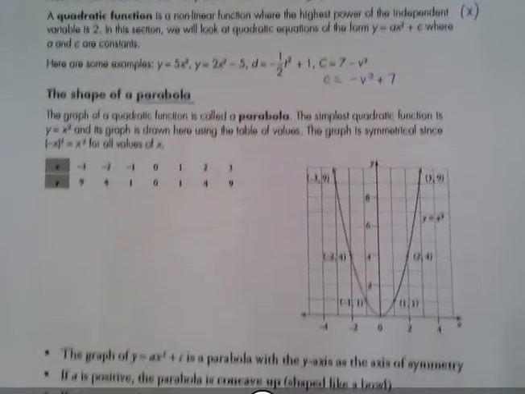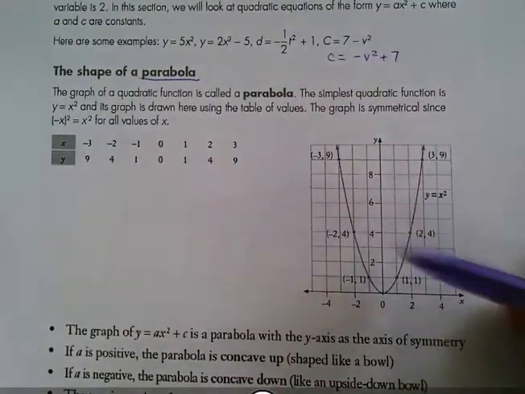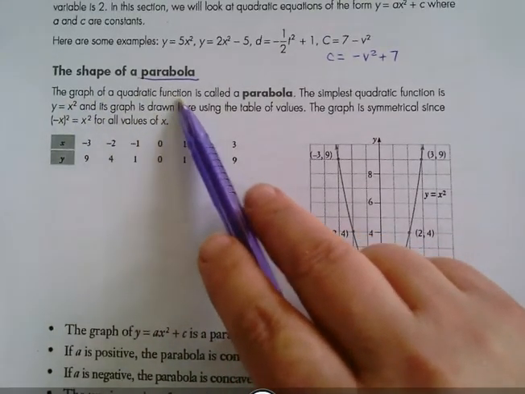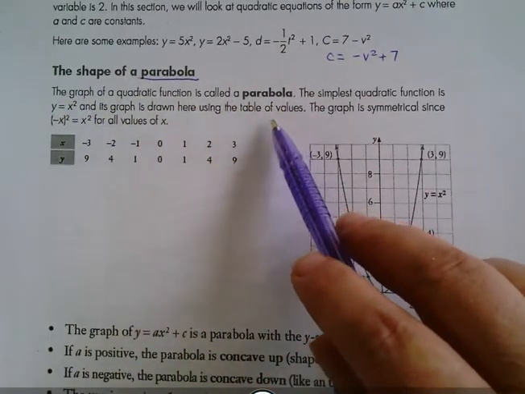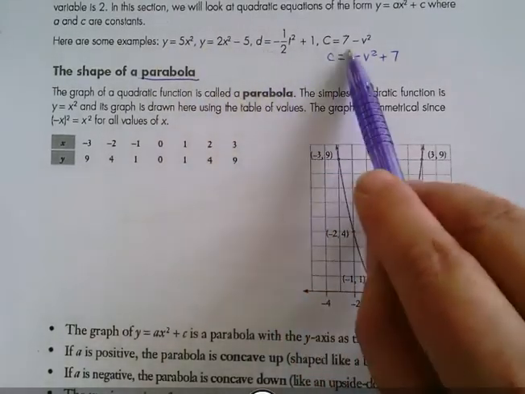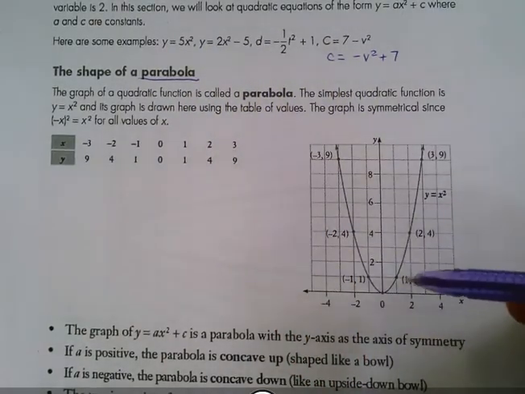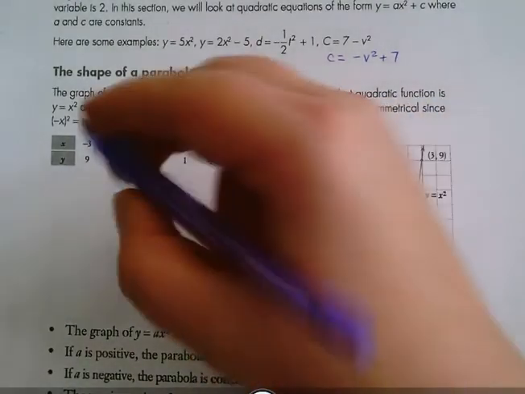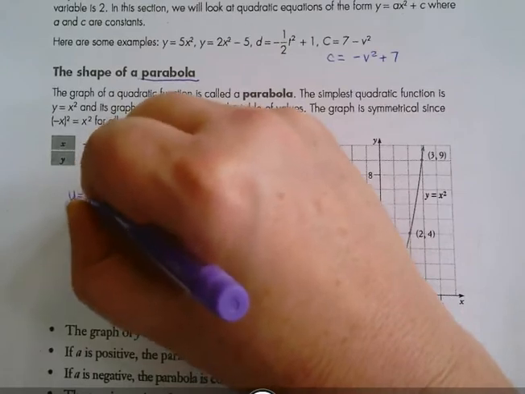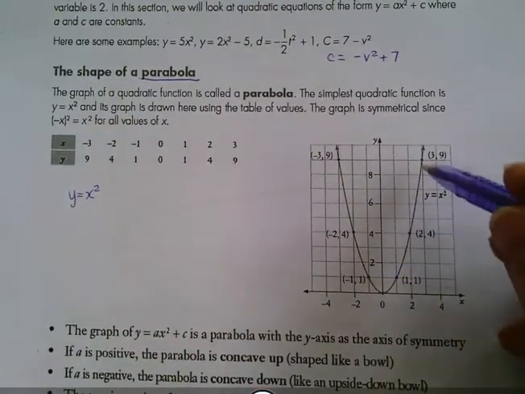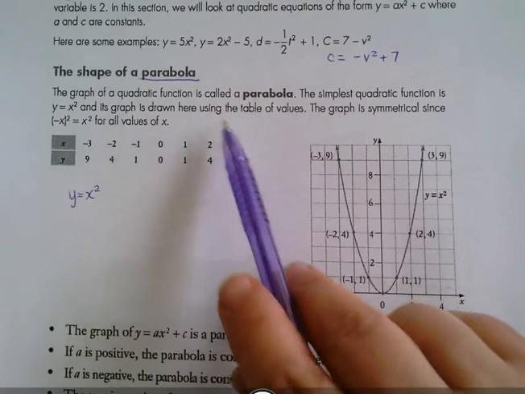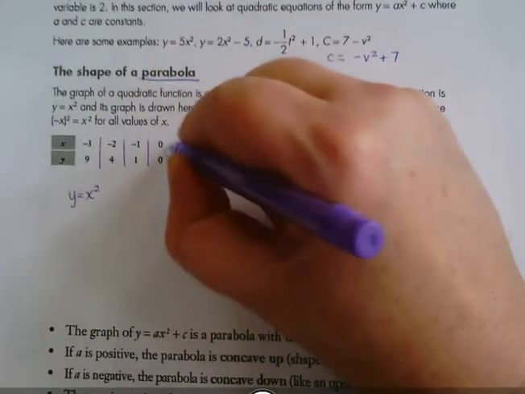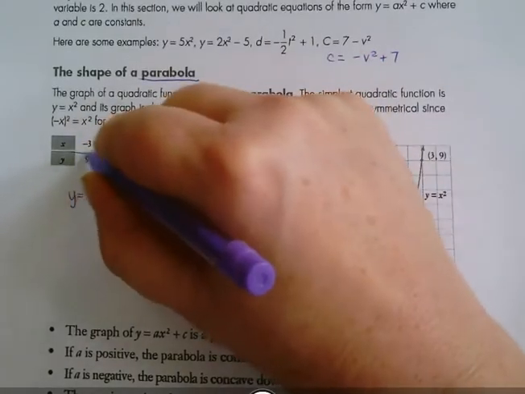Okay, now, just a quick sketch of a quadratic function here. So the graph of a quadratic function is called a parabola. So if you just look at it like that, that's a quadratic function, but when you sketch it, it's called a parabola. Okay? The simplest quadratic function is y equals x squared. So what we've done over here is a sketch of y equals x squared, but we're going to go through it. So the easiest way to look at a function and sketch it is to draw a table of values.